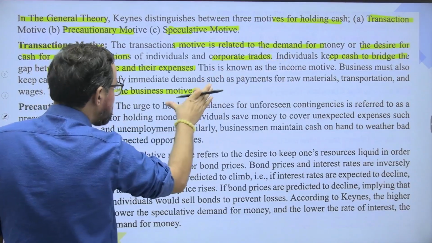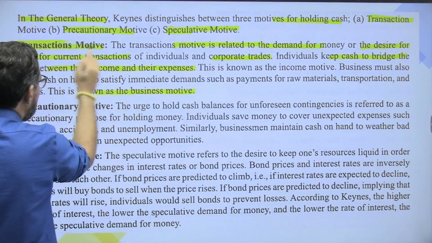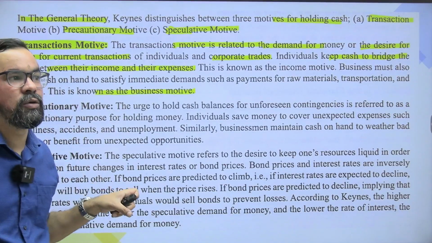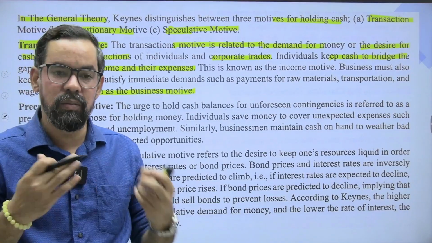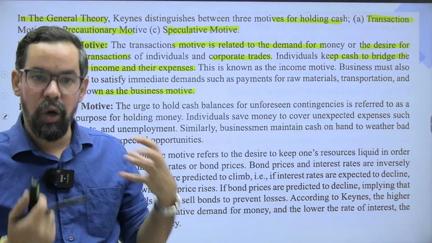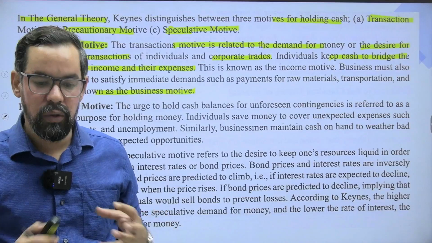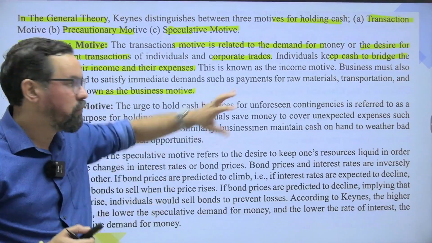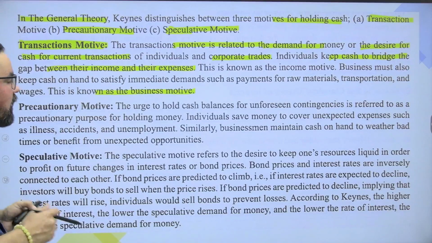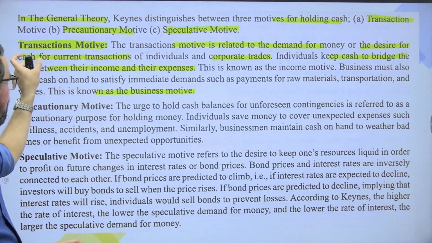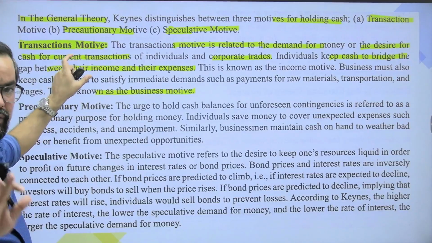The income motive and business motive generally come under the transaction motive. The transaction motive is like, as an individual, we have to do some sort of daily expenses, like small shopping and the everyday things. So for that particular purpose, we hold money. Let's say if you have 100 rupees, let's say you kept 3 rupees for the transaction motive. That is the very first one.